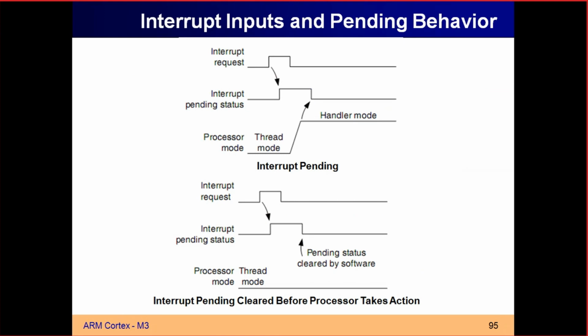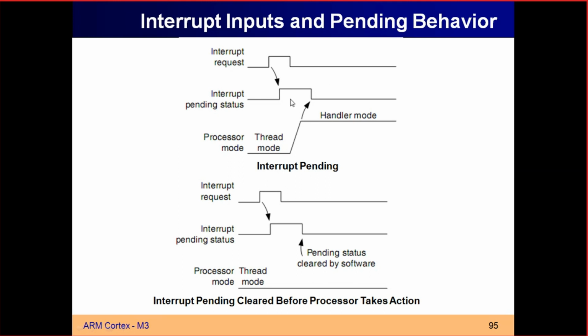Timing diagram representing interrupt input and pending behavior. Yesterday I told you there is something known as interrupt pending. What does it mean? Two interrupts come at a time; one will be assigned pending and one will be executed. So here, let us take that you have an interrupt request. Whenever an interrupt request is there, the interrupt pending status bit will be set in the next cycle.